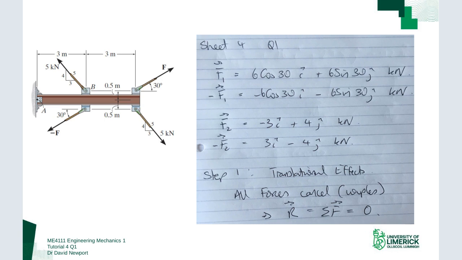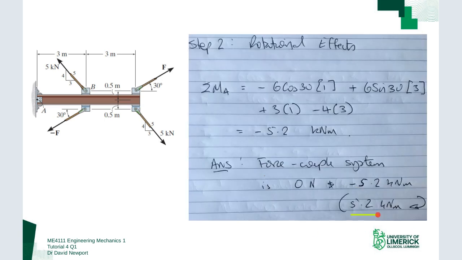Now, at the very start, we were asked, what can we conclude regarding the equivalence of the system at any point? Well, what we have is just a pure rotation that is taking place. So it is purely a couple. And that means that if we take point A, and we take a point here, point B, any location whatsoever, the equivalent force couple system is simply 5.2 kilonewton meters.